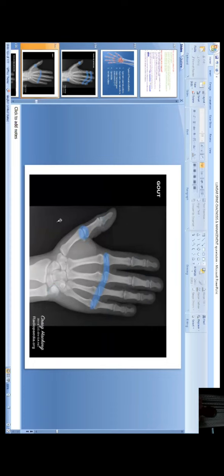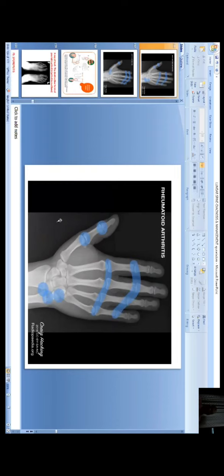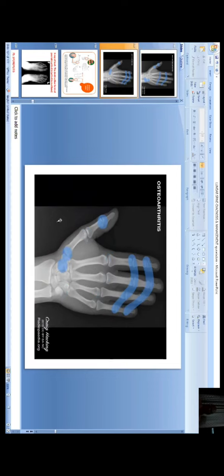Gout is usually affecting the MCP joint. Rheumatoid arthritis is affecting the PIP joint and MCP joint as well as the wrist. Osteoarthritis usually affects the DIP joint and PIP joint. MCP is usually spared. That is a very useful slide, useful images.